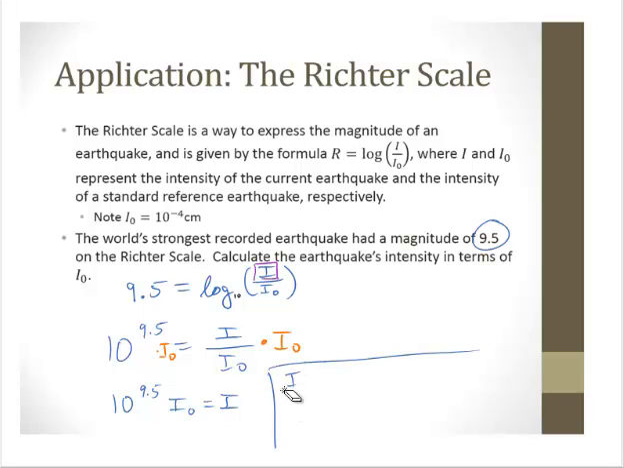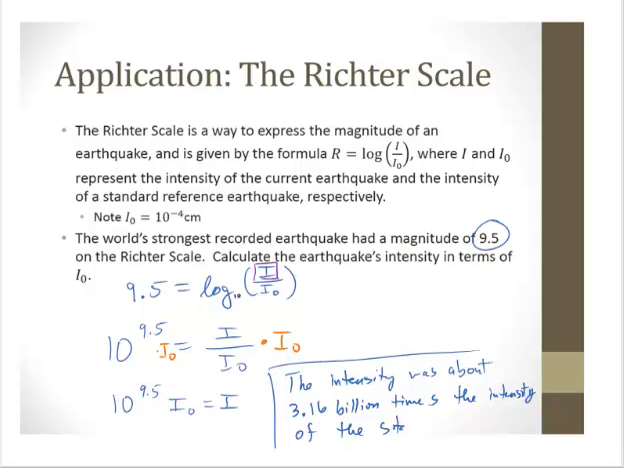All right, so conclusion. The intensity was about 3.16 billion times the intensity of the standard reference earthquake.